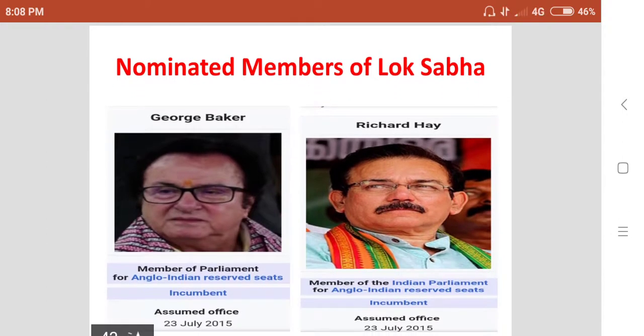So these are the two Anglo-Indian nominated members of the Lok Sabha who are nominated, George Baker and Richard Hay.